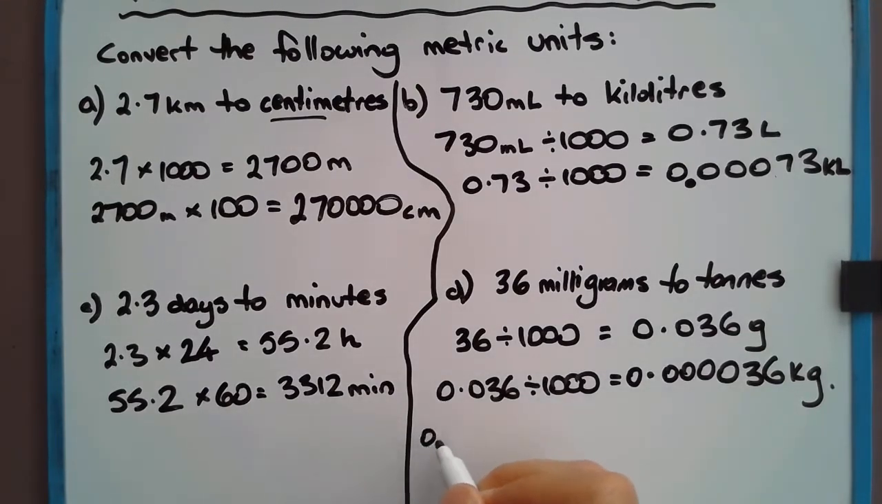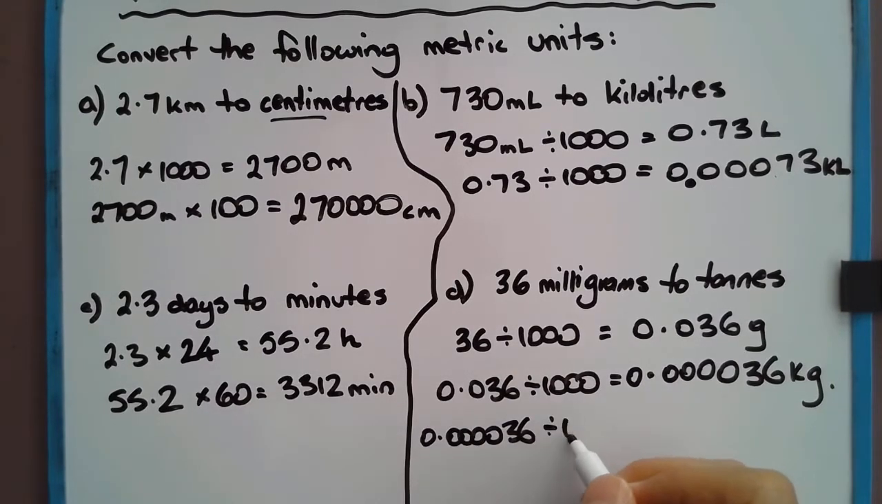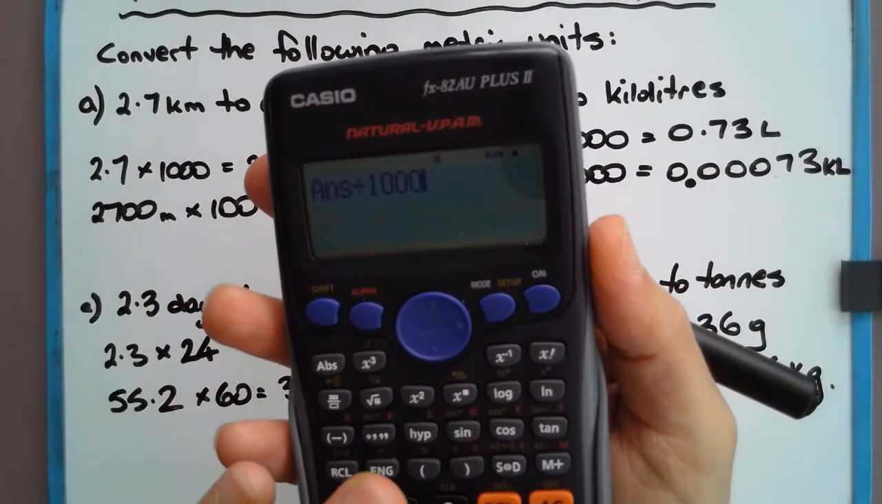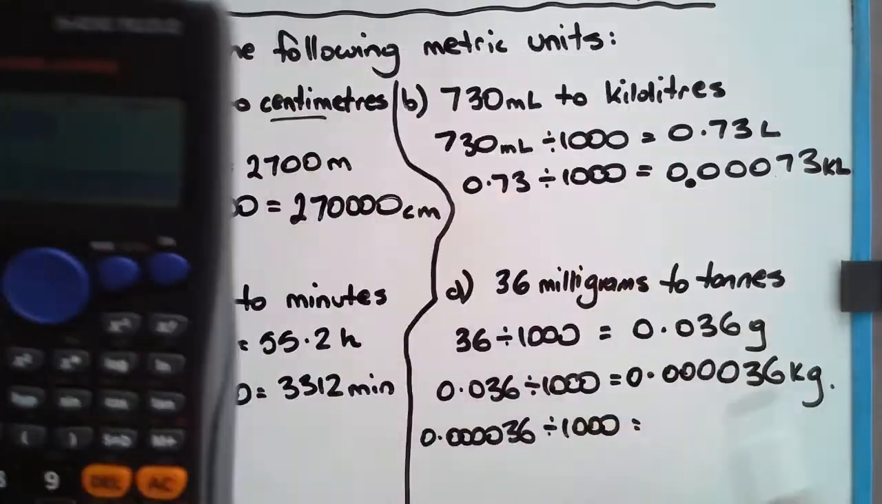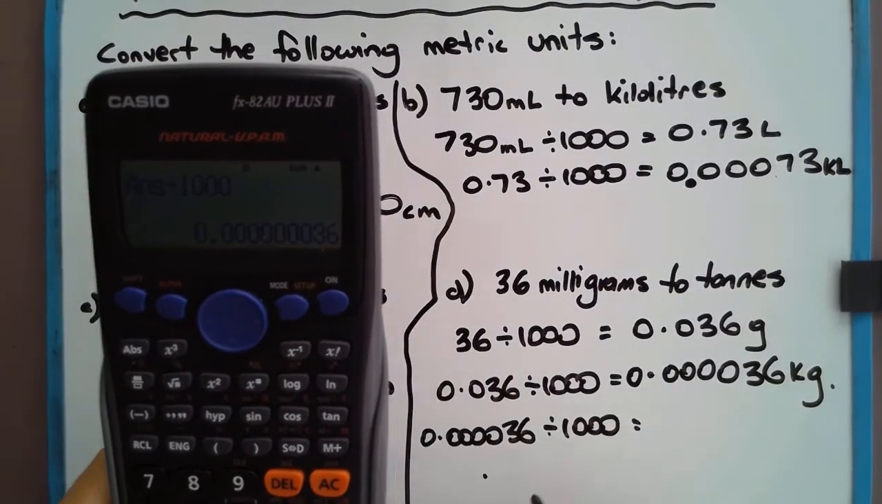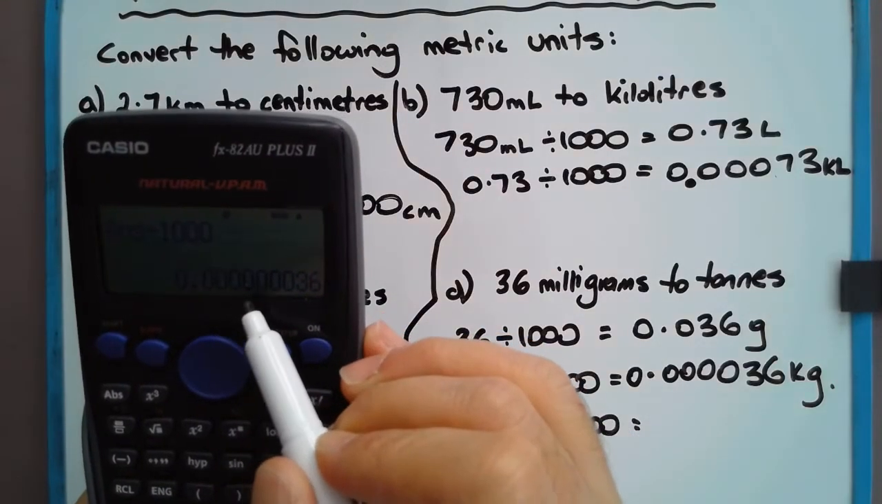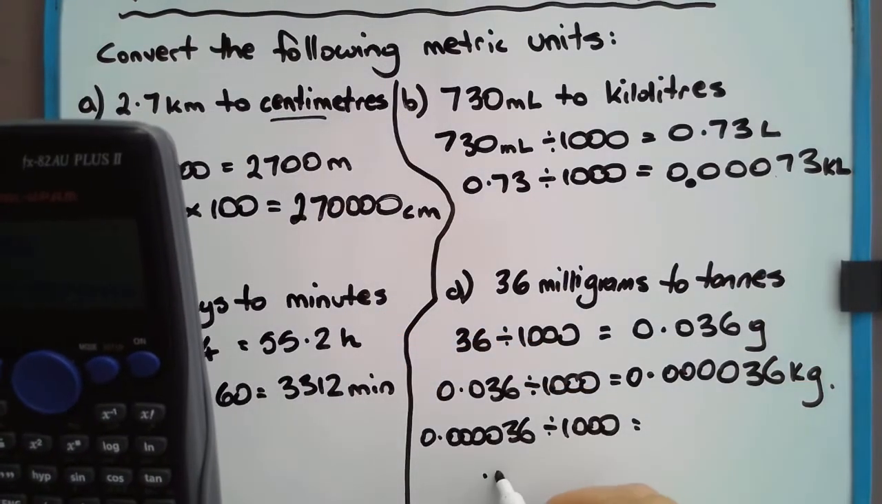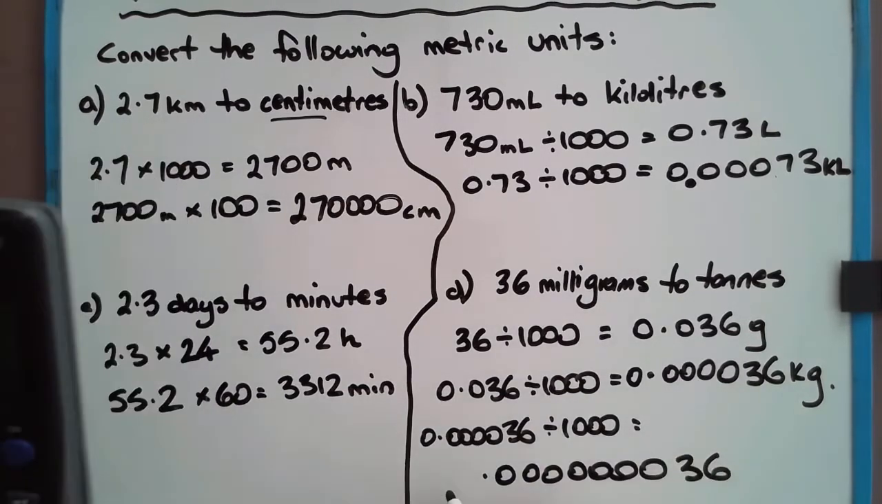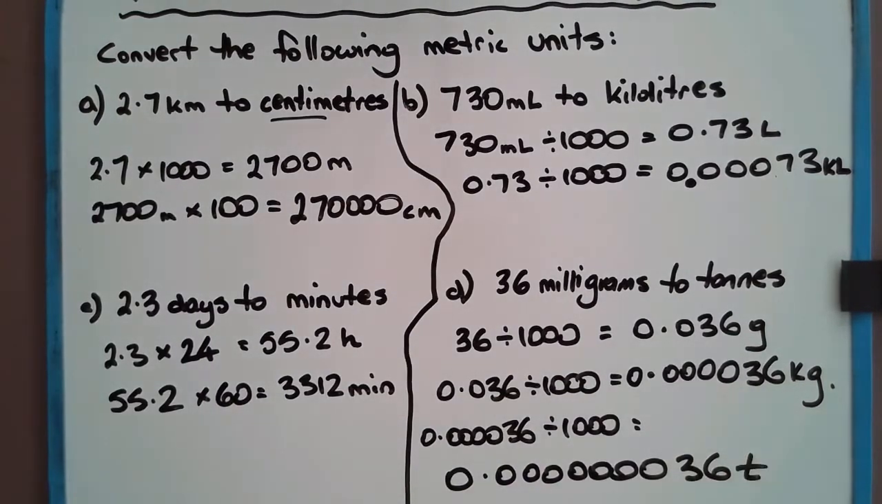And now kilograms into tons. So 0.000036, we're going to divide that again by another 1,000, moving the decimal point another 3 places. And we end up with a very small number. I might have to write it down here. So how many zeros have we got? 1, 2, 3, 4, 5, 6, 7 zeros, then 36, and that's in tons.